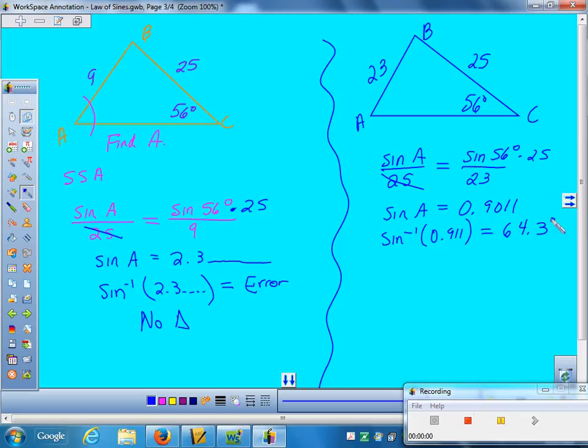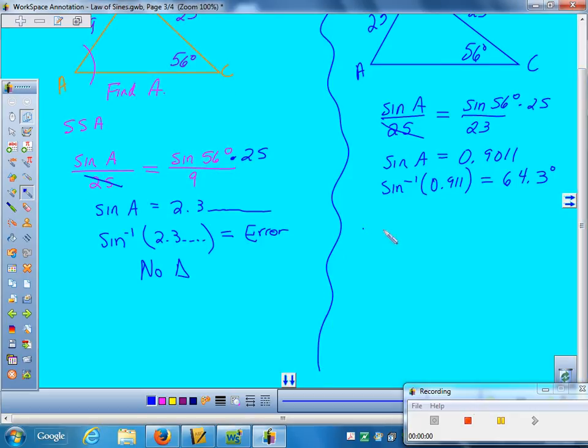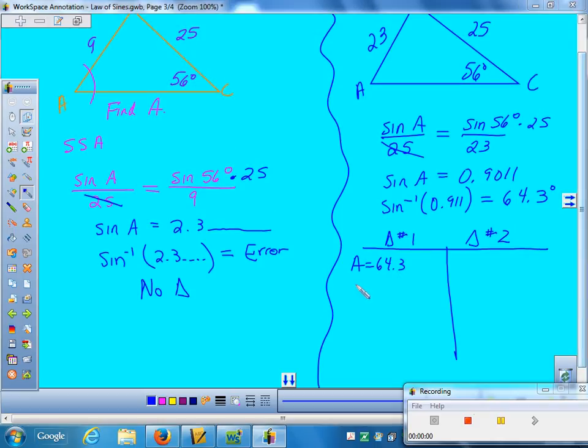All that tells you is that for sure, it does make at least one triangle. Your problem is when it's side-side-angle, it might be making 2. And here's the wrinkle. We're going to do triangle number 1, triangle number 2. In triangle number 1, we know angle A is 64.3 degrees. We know angle B is 56. We could find angle C if we needed it. We could go find all the parts if we need them. Now, the question is, how could there be a second triangle?